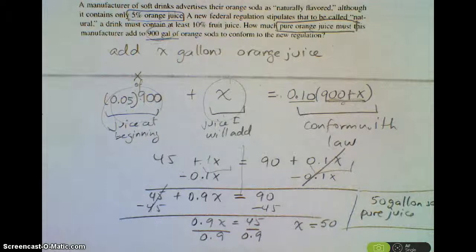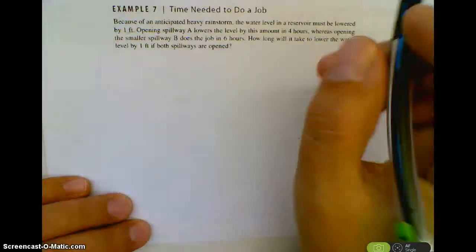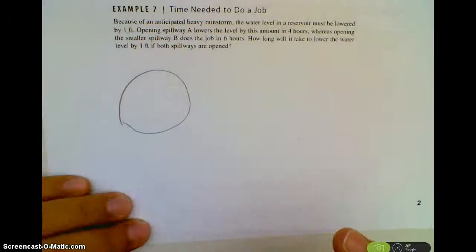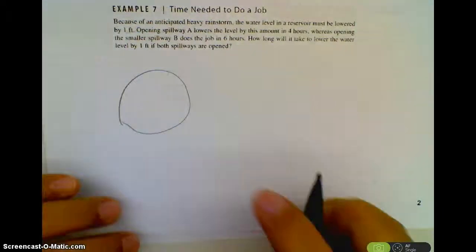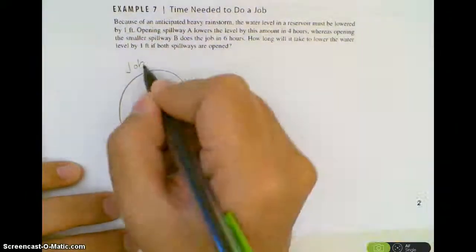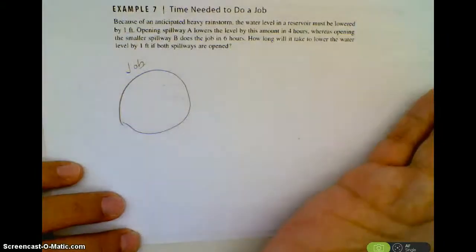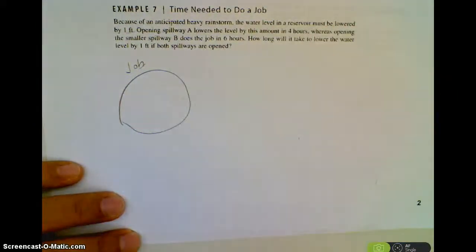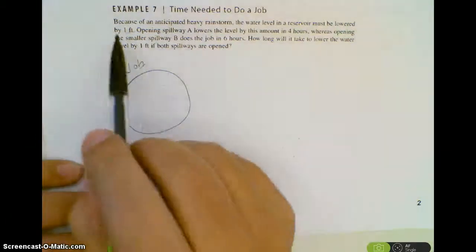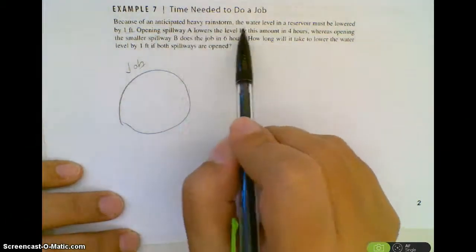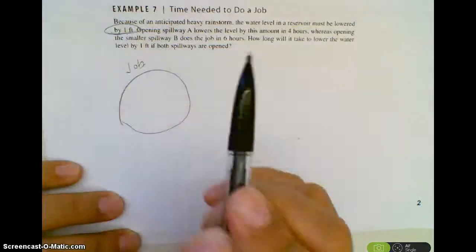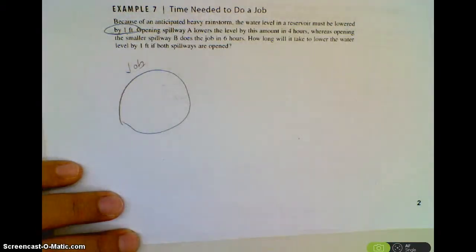Now in example 7, it says time needed to do a job. So think of a job as some whole piece. This is the entire job, and part of it will be done by somebody or something, and then the other part will be done by somebody else or something else. So let's read it. Because of an anticipated heavy rainstorm, the water level in a reservoir must be lowered by 1 foot. So that sounds like the entire job. The entire job, we need to drop the water level.